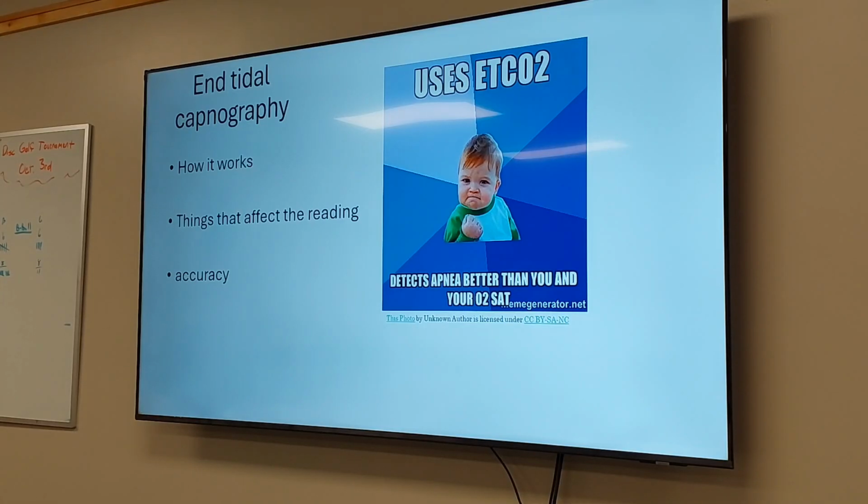Your normal end tidal values, anybody? 35 to 45. Some of the things that can affect the readings: hyper or hypoventilation, lung disease, pulmonary edema. There was a study not too long ago about how you can use end tidal to see that somebody might be septic, which is kind of a cool tool. Hypovolemia, shock. And like I said, it's real time. So when things change, it changes almost immediately on the monitor.